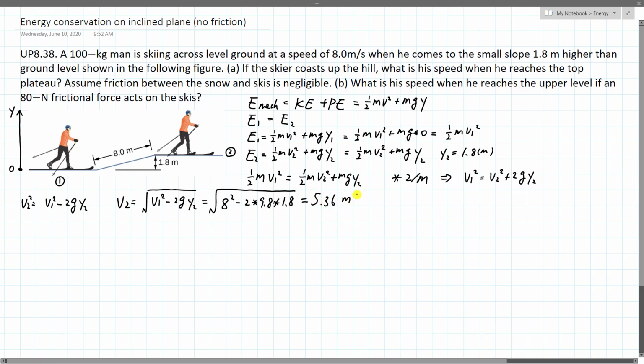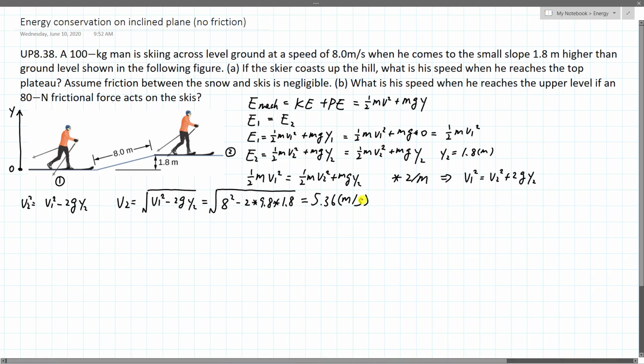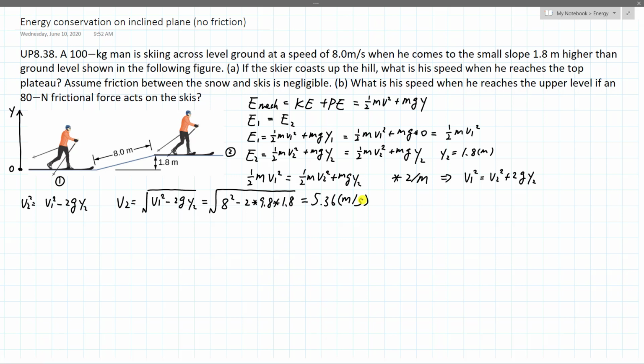5.36 meters per second. I like to keep 3 sig figs so I can get well within 5% of the expected value. Okay, so now we found out the speed and we're done with part A, and we need to move on to part B where there's a friction. So what's the difference between these two parts where there's friction?